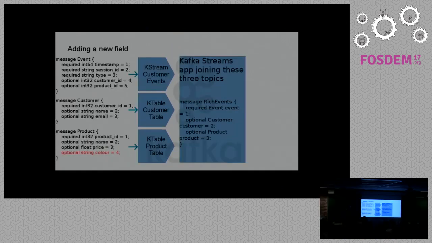Let's, for example, assume that in your product database someone adds a new field for the color of your product and starts writing that to the Kafka product stream. Now your streaming application is processing these events and putting them in the rich event message. And all that happens now is that the product contains an unknown field, which is the color, but everything else will just keep on working.